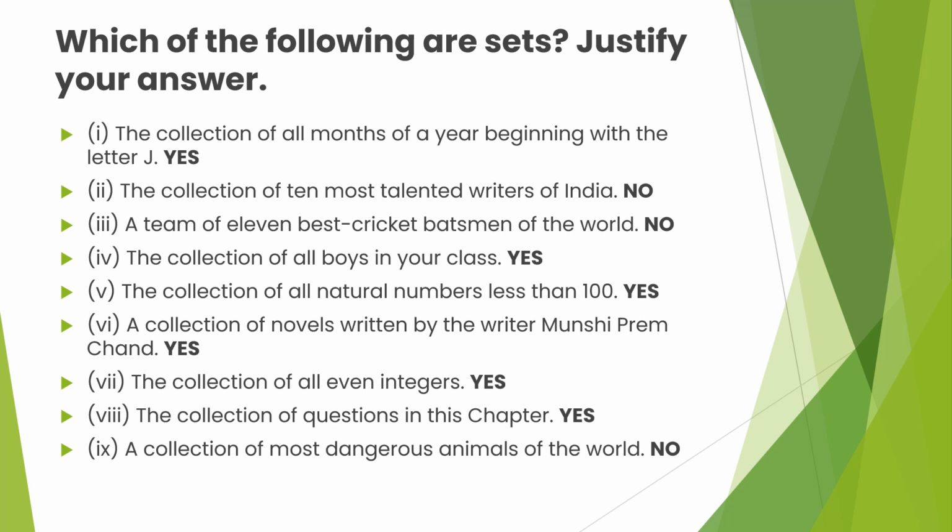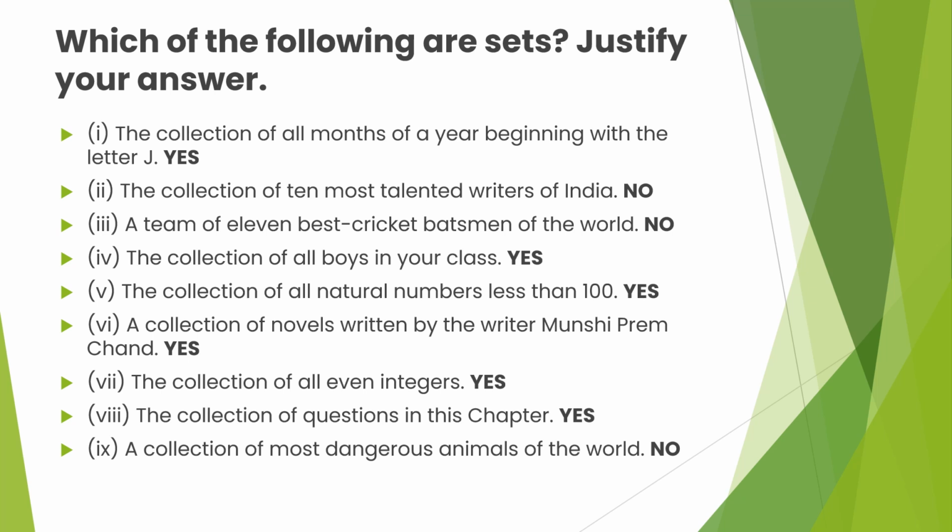Second, the collection of 10 most talented writers of India. No, it is not a set, because here the opinion is subjective. All people can have different opinions. It should have fixed members. It should be well-defined. Remember the definition: a well-defined collection. A team of 11 best cricket batsmen of the world. Here also the concept is subjective, so it is not a set.